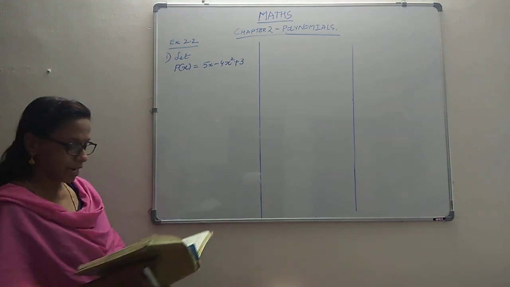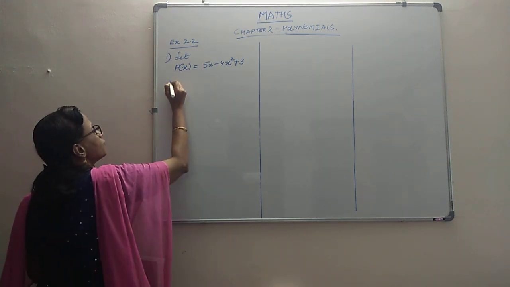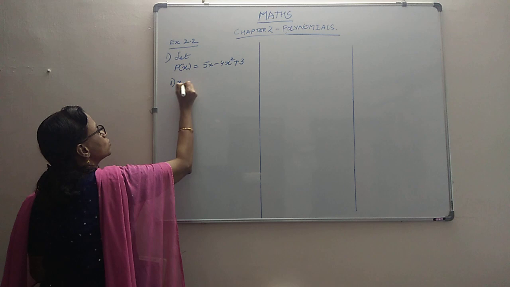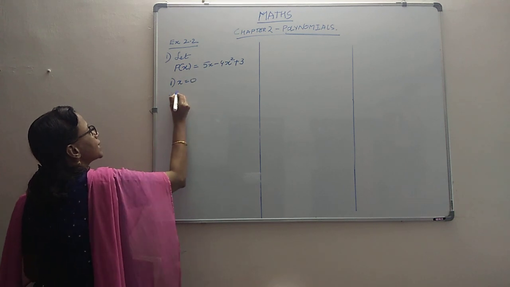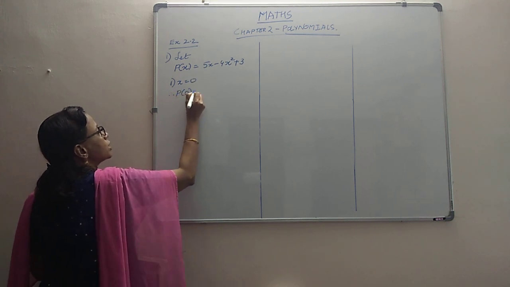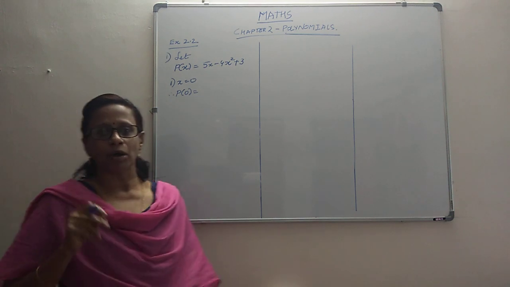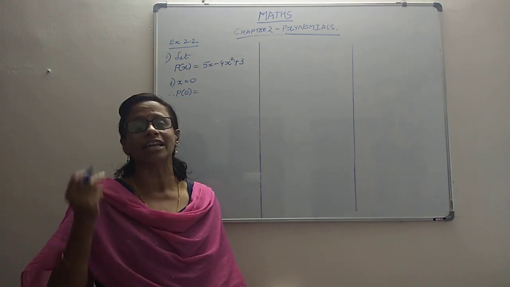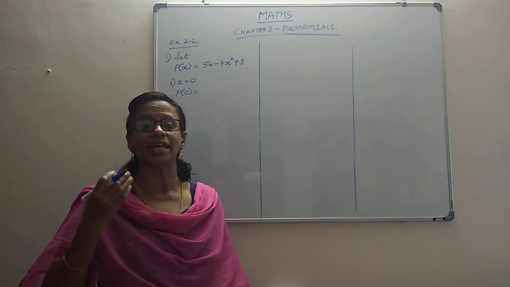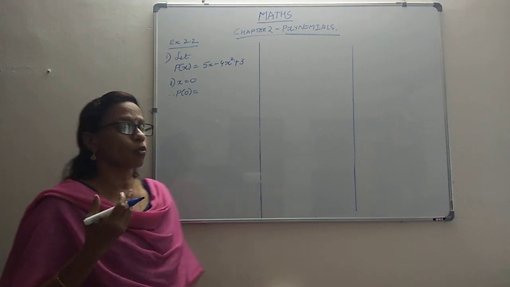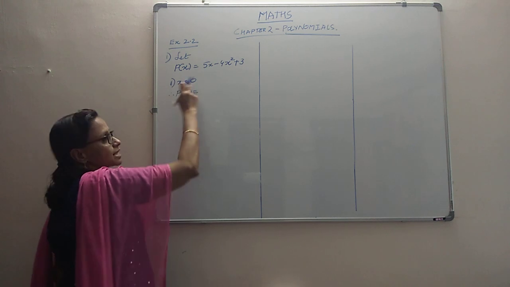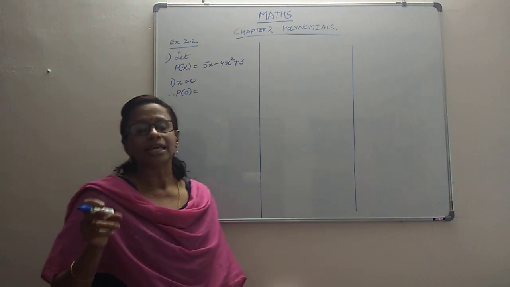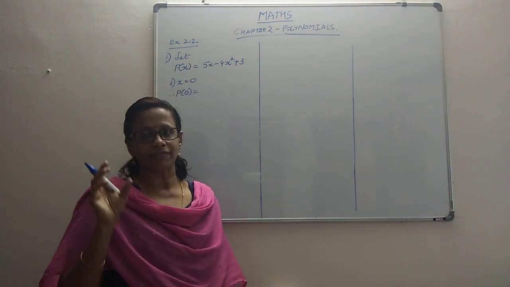The first subpart, they ask us to find the value at x equal to 0. That means they are asking us p of 0. Which means that in the given polynomial, wherever x comes, put the value as 0 and get the value of the polynomial. This is how we are going to get the value of the polynomial. So because x is given as 0, wherever x is coming, there we are going to put 0 in the given polynomial.